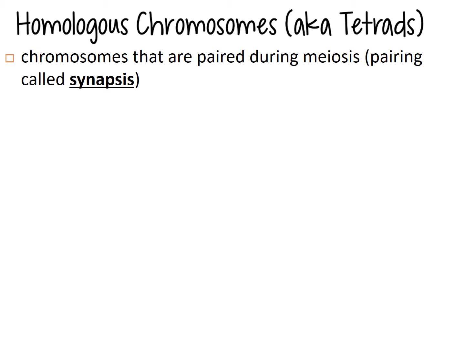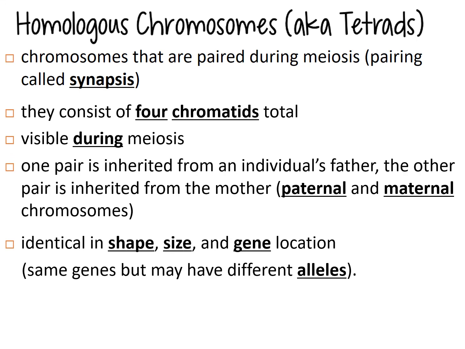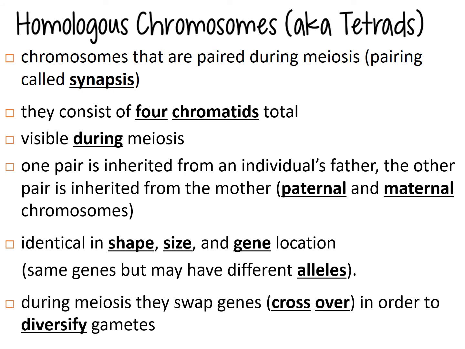Okay, so let's talk about homologous chromosomes, aka tetrads. Chromosomes are paired during meiosis, and the pairing is called a synapsis. They consist of 4 chromatids total. They're visible during meiosis. 1 pair is inherited from the individual's father. 1 pair is inherited from the mother. So you have a set of paternal, you have your maternal. They're identical in shape and size and the gene location. They have the same genes but may have different alleles, and we'll talk about alleles in the future. During meiosis, they swap their genes or they cross over in order to diversify the gametes.